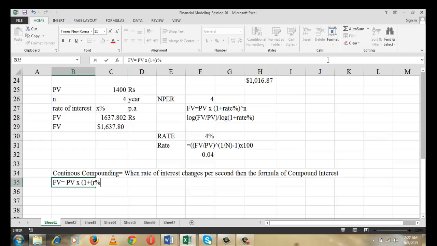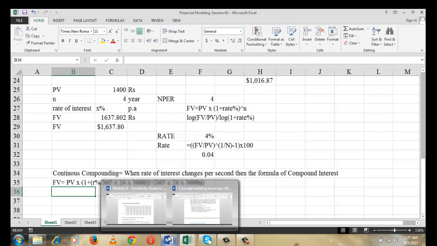R% divided by 365 into 24 into 3600, to the power 365. In 1 year you have 365 days. In 1 day you have 24 hours. In 1 hour you have 3600 seconds. So n is a time period. So this is the formula you need to use under such kind of cases.